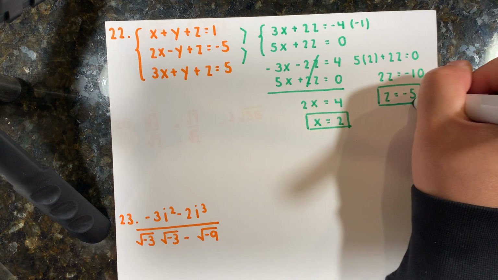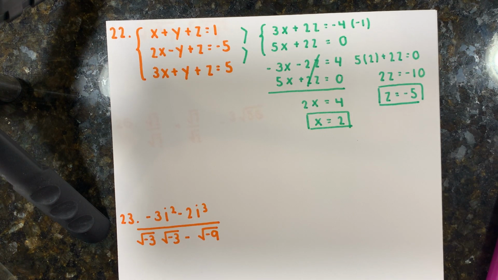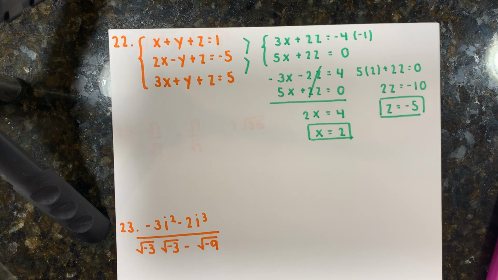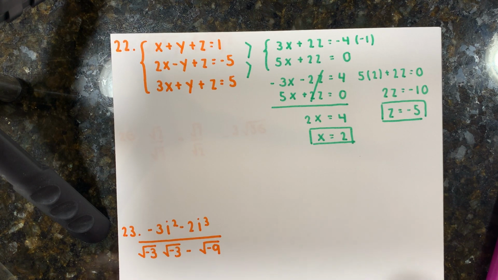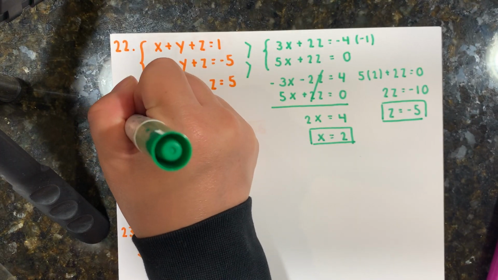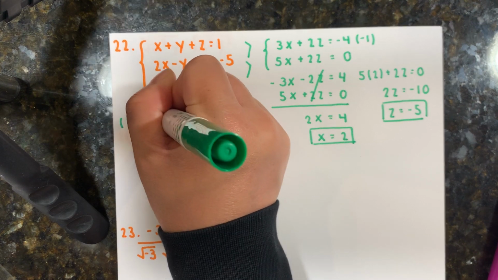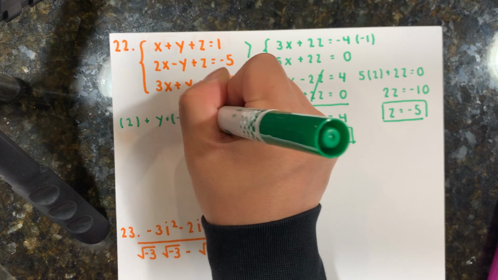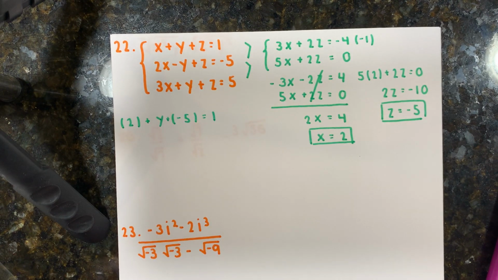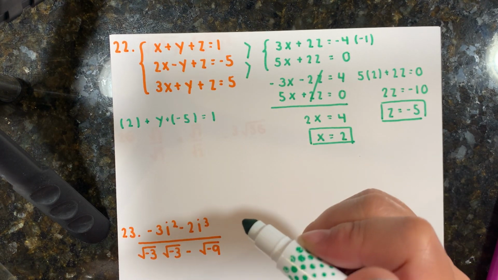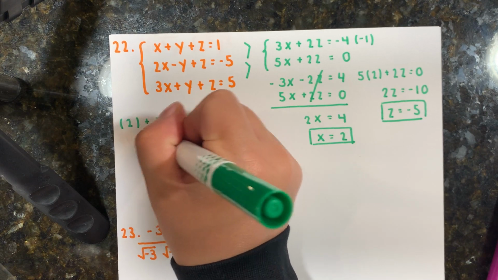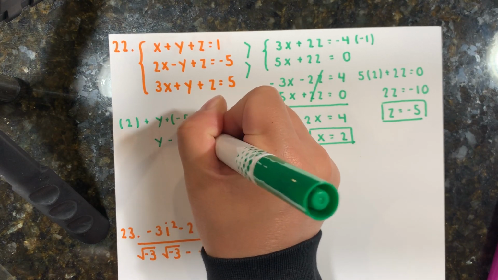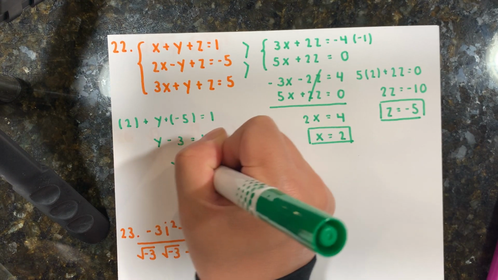Now lastly, we have to solve for y, which you can plug into any of the equations. I'm just going to plug into the top equation. So I have x, which is 2, plus y plus negative 5 equals 1. And 2 minus 5 would be negative 3. So y is going to be equal to 4.